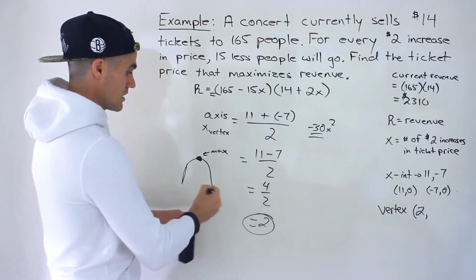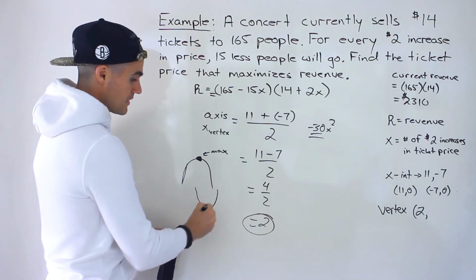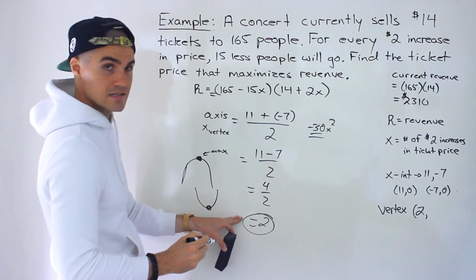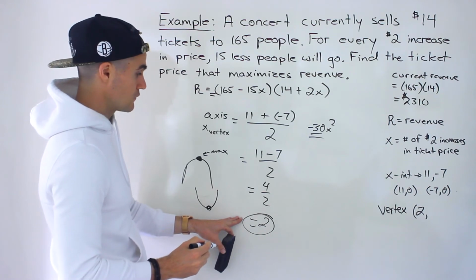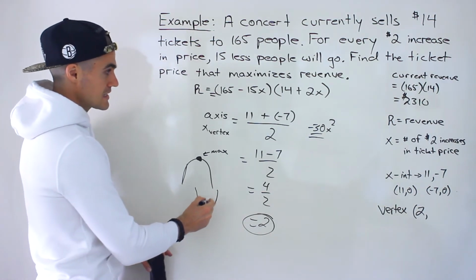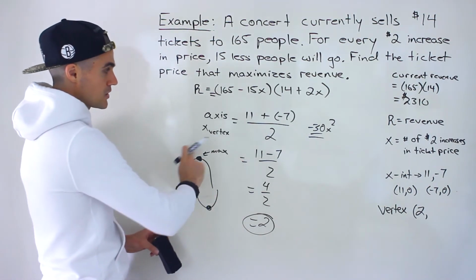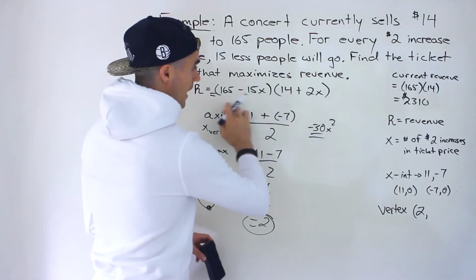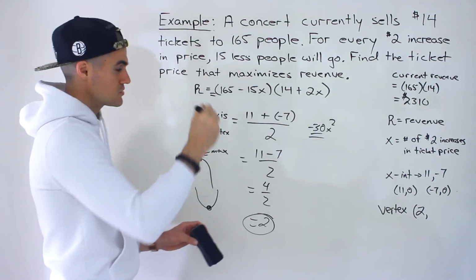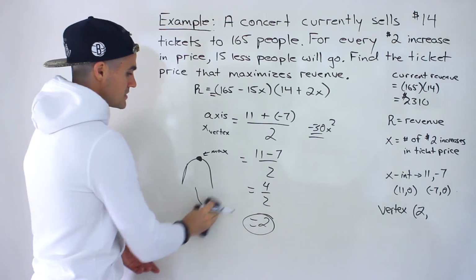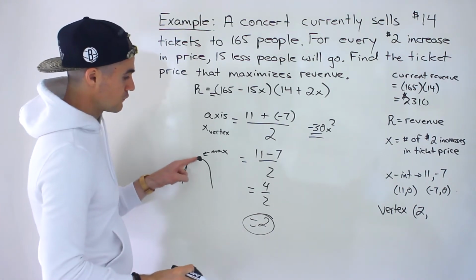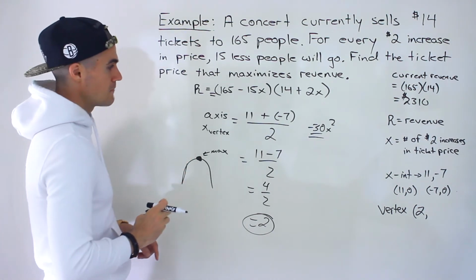Because sometimes if the parabola opens up, then we'd get a minimum point, right? This would be the x value of a vertex, that would be a minimum. But in this case, it's a parabola that's going to be opening down. If you take this graph and plug it into Desmos, you'll see that it opens down. And so the vertex is going to be a maximum.